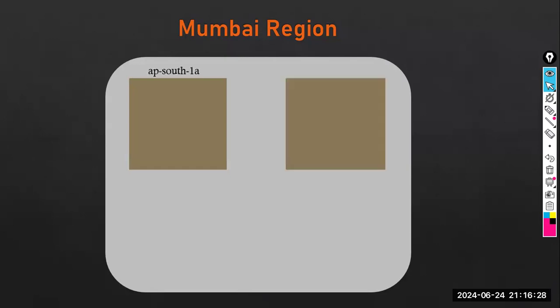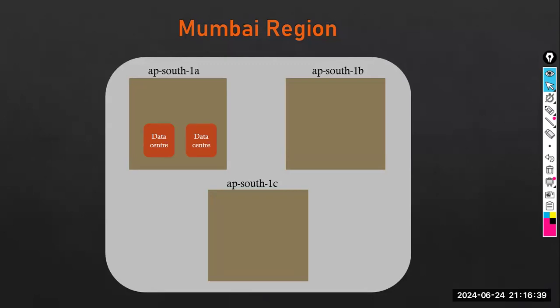Let's say the Mumbai region. In the Mumbai region, it is split into 3 availability zones. One availability zone name is Asia Pacific South 1A. Another zone name is Asia Pacific South 1B. And the third zone is Asia Pacific South 1C. These 3 availability zones have data centers, so in Asia Pacific, in AP South 1A we have servers, in South 1B also we have servers, and in South 1C also we have servers.